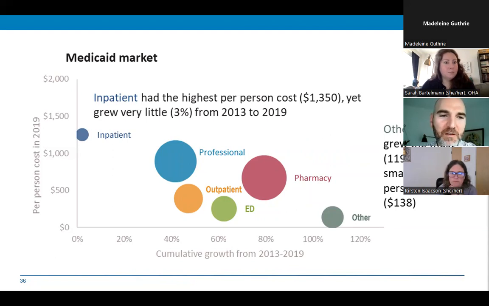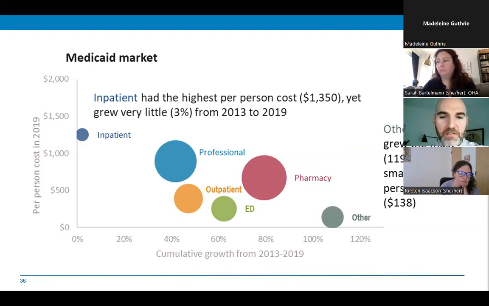Same concept here. Price is on the left, growth is on the bottom. Different than commercial, right? They're lower, so they're lower cost. All the bubbles are kind of 1,000 and lower. They're also a little bit more spread out. There's more bubbles on the left-hand side, so cumulative growth maybe is a little smaller for some of these sectors. Interestingly, inpatient is higher than it was for commercial. So inpatient had the highest per person cost, 1,350. Yet it didn't really grow very much, right? Only a few percentage points from 13 to 19. So that's why it's really close to that vertical axis. High cost relatively, but not a lot of growth.